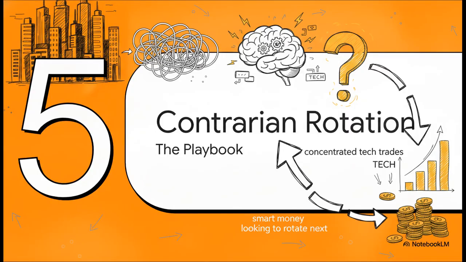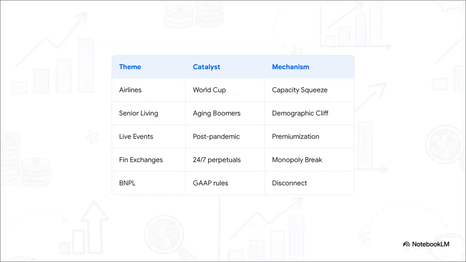Next up, Section 5, the Contrarian Rotation Playbook. Okay, so we've seen where the capital is super crowded, and we know where the systemic bottlenecks are. If you're feeling a little AI exhaustion from all those concentrated tech trades, where's the smart money actually looking to rotate next? Our radar is pointing straight at 5 really fascinating contrarian themes, all grounded in under-the-radar, physical world fundamentals.